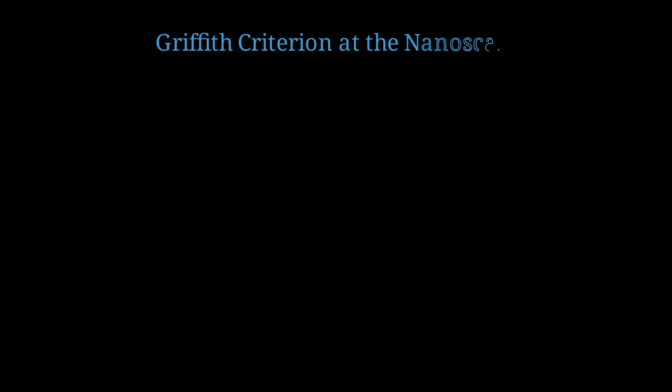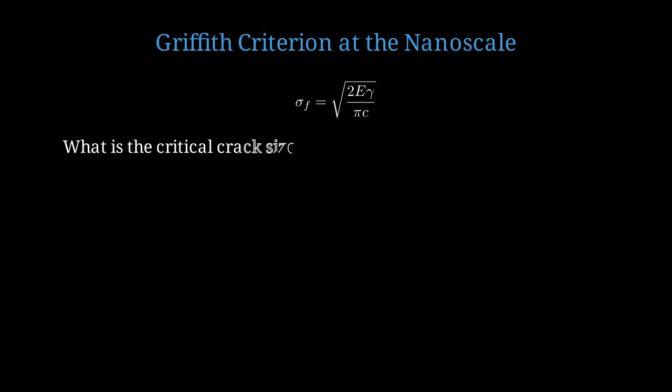We can apply Griffith's fracture criterion, but now considering nanoscale dimensions. Fracture stress equals square root of 2Eγ over πc, where c is the critical crack size. At the nanoscale, the critical crack size is set by the size of the adsorbate perturbation, typically a few nanometers or even atomic dimensions. Let us say c is approximately 1 nanometer, the size of a small molecule.